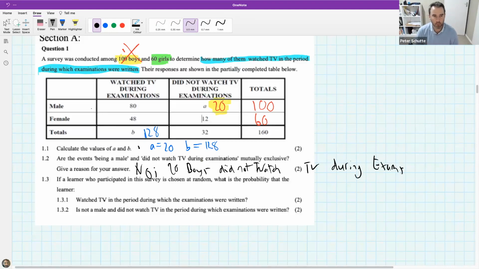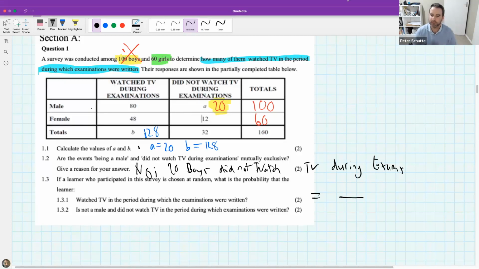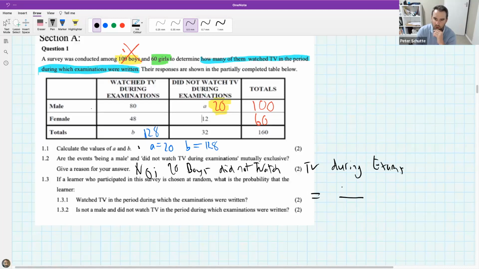Okay, if a learner who participated in the survey is chosen at random, what is the probability that they watched TV in the period in which the examination was written? So what's the probability that a randomly chosen learner watched TV during the examination that was written? Where am I going to look? I'm going to look at rows. I'm going to look at columns. So there are 128 people who watch TV. How many were there in total? There were 160. So there's a 128 out of 160 chance.